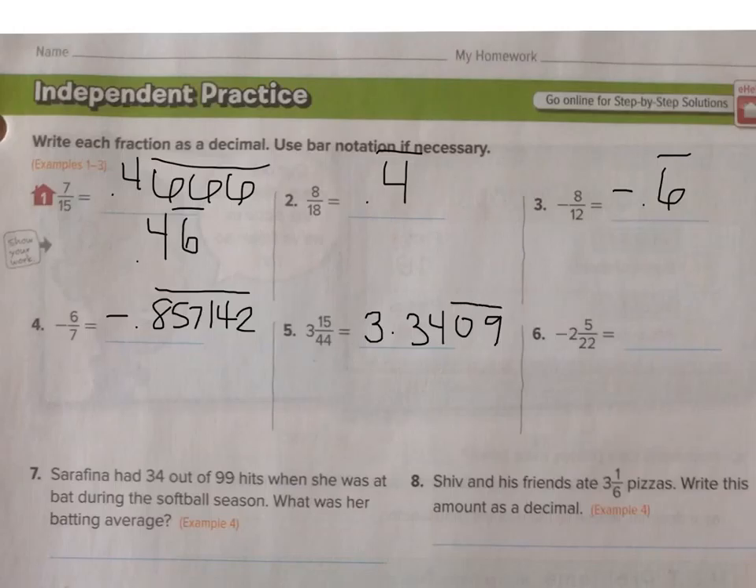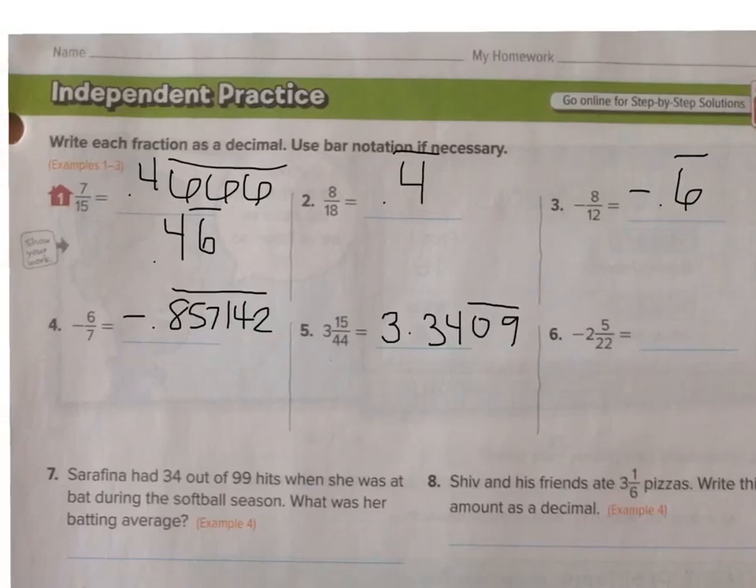For -2 and 5 over 22, we need to remember the negative sign, then the whole number, 2 in front of the decimal, and then 5 over 22 is going to be 0.227. And just put the line over 27 because those are the only numbers that repeat.